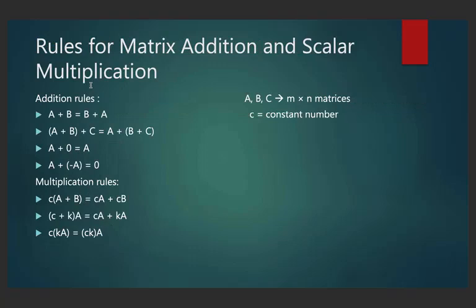There are some rules for matrix addition and scalar multiplication. These are A plus B equals B plus A, A plus B whole plus C equals A plus B plus C whole, A plus 0 equals A, and A plus minus A equals 0. And what are the multiplication rules? C times A plus B equals CA plus CB, C plus K times A equals CA plus KA, and C of KA equals CK times A. You can write it in both ways. It's the distributive property.